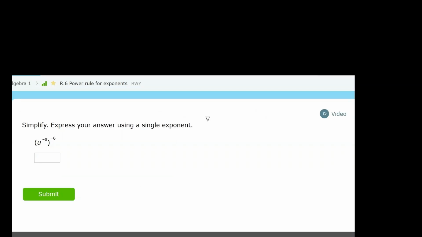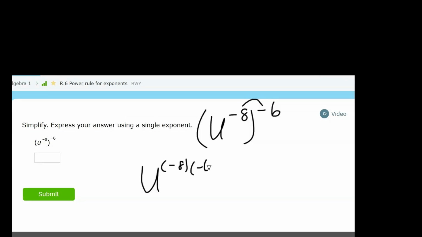Here's another problem. This time we have u to the negative 8th, everything raised to the negative 6th power. Now, it doesn't make sense for us to multiply things a negative number of times. But if you've been following the pattern, the shortcut is we just multiply the two numbers together. So in our case, we would get u to the negative 8th power to the negative 6. Negative 8 times negative 6 is positive 48. So we get u to the positive 48th power. Okay.